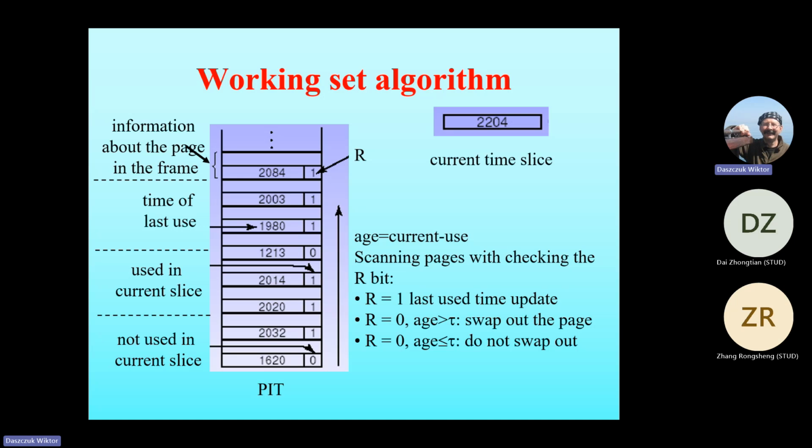This algorithm just divides the set of pages with R 0 into two classes, in the work set and out of the work set. And we take the page from the set out of the work set. If it is empty, we take from the work set, of course.